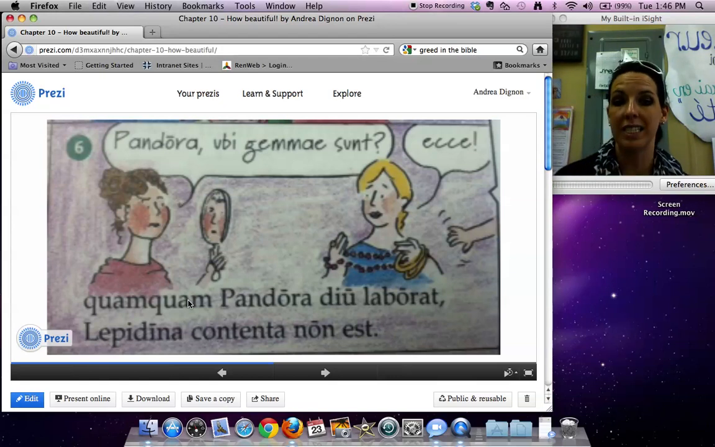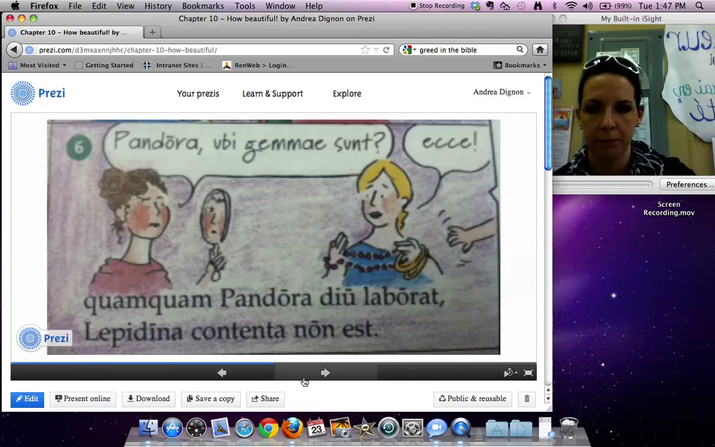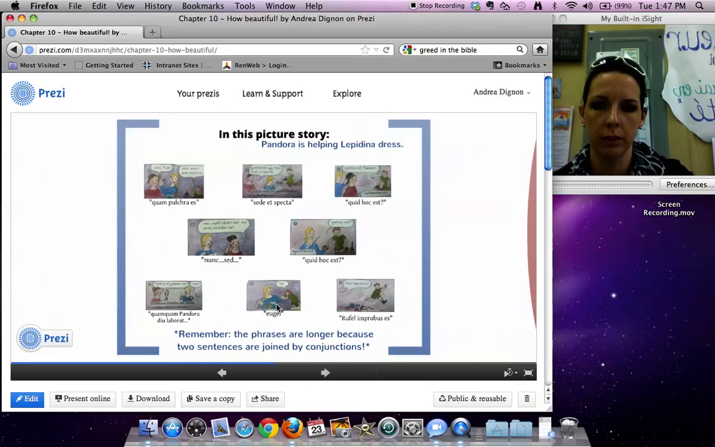Quamquam Pandora diu laborat, Lepidina contenta non est. Okay, quamquam Pandora diu laborat. So although Pandora is working for a long time, Lepidina contenta non est. Now, Lepidina is not happy. She's not content. Okay? So something's going on, some kind of turmoil. Okay? All right, moving on.